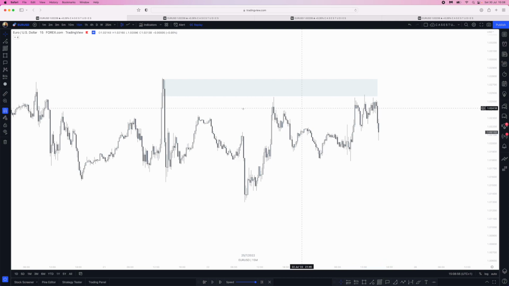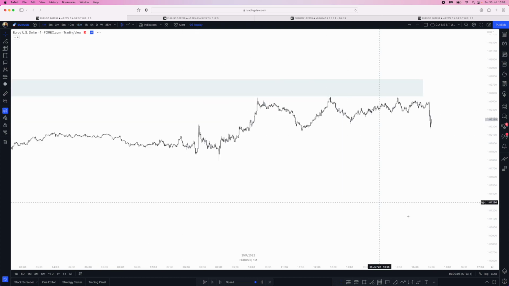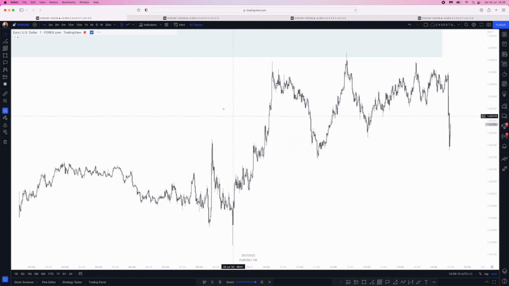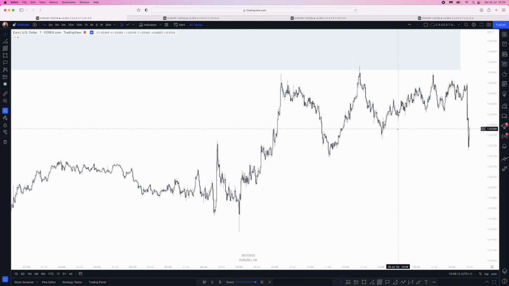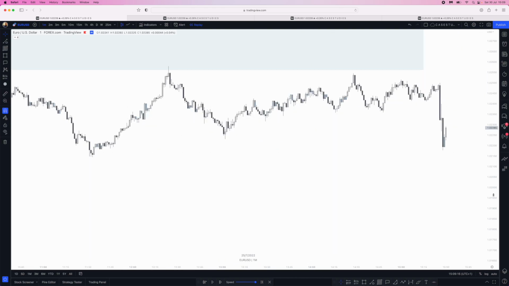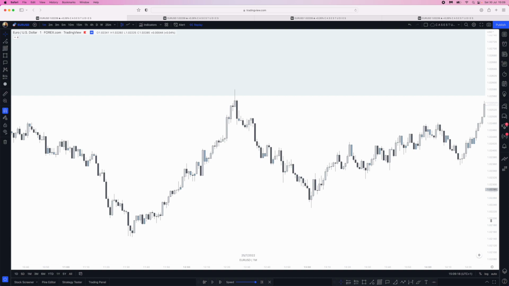So what I'm going to do now is, as you can see, I've marked up my POI, and then I've waited for price to come up into my point of interest. And then I'm going to drop down onto my entry time frame. As you could see on the 15-minute chart, this is inducement right here. What's happened is we've come up, we've taken out the liquidity, and we've tapped into our POI. And then let's go and zoom in, and let's just see what's happened.